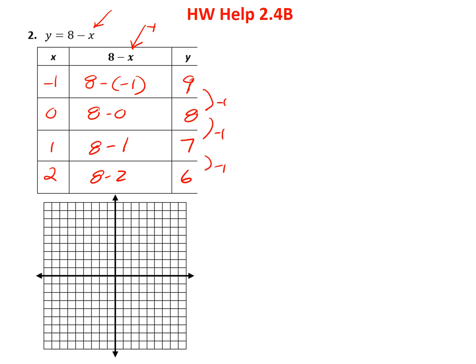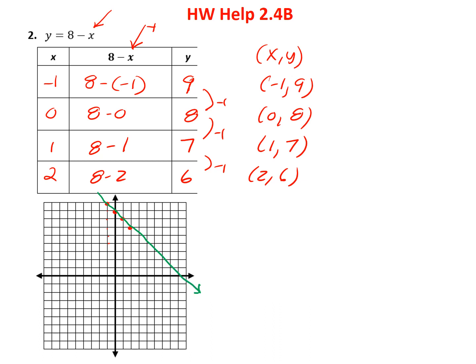Now my points for x and y are going to be -1 and 9, 0 and 8, 1 and 7, and 2 and 6. So we get started here, -1 up to 9. 1, 2, 3, 4, 5, 6, 7, 8, all the way to the top. 0, 8, 1, 7, and 2, 6. Okay. So if I draw my line, it's going to come through like this. You can make a better line than me because you could use a ruler and make sure that it's absolutely straight.